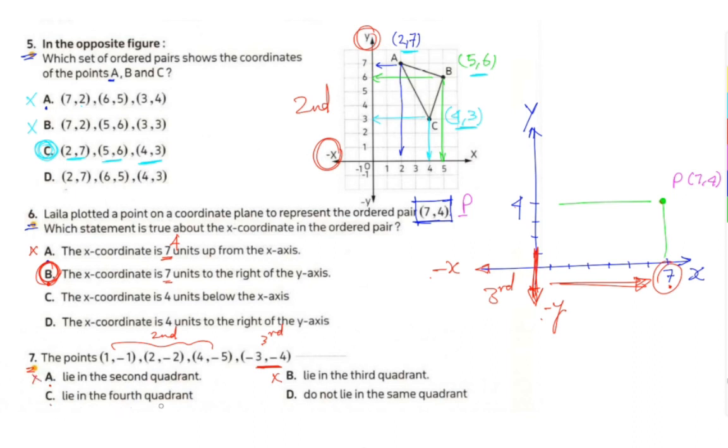C. Lie in the fourth quadrant? No. The fourth quadrant must have positive x and negative y, and none of the points lies in the fourth quadrant. So that's false. Let's see, choose D. Don't lie in the same quadrant. Yes. Why? Because we have points in the second quadrant and another point in the third quadrant. So D is the right choice.